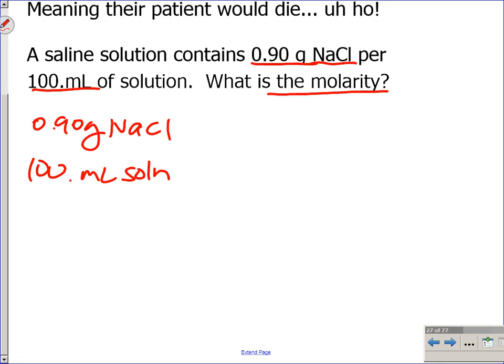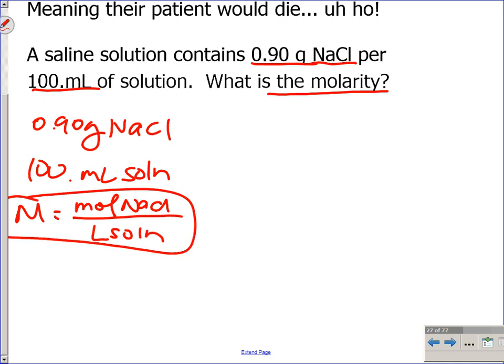Okay, and it's looking for molarity, right? Again, what's molarity? Wonderful. So this is what we want at the end. Do we have either of those? No. All right, what do I have to do with this first? Take it to moles.